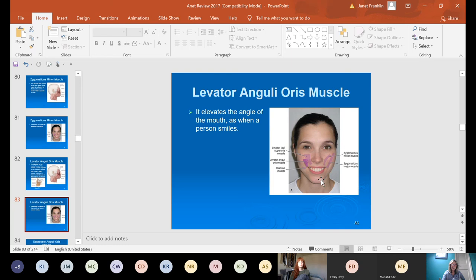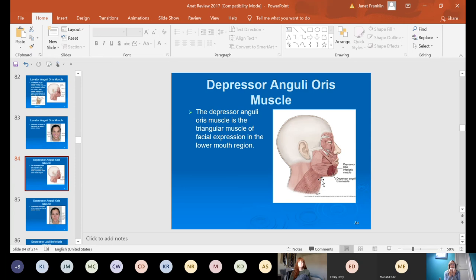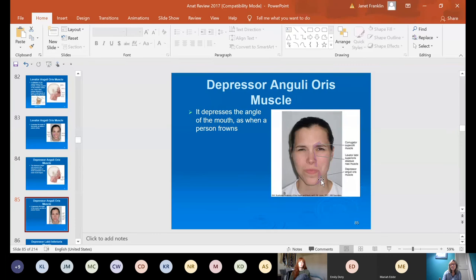Your depressor anguli oris. Depressor is going to pull something down. The depressor anguli oris is the triangular muscle of facial expression in the lower mouth region. It depresses the angle of the mouth as when a person frowns.